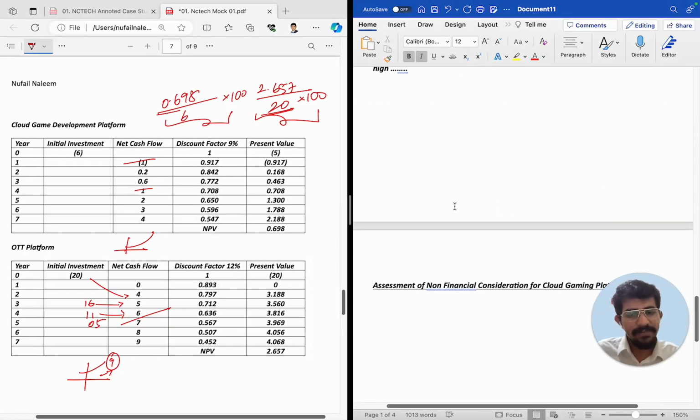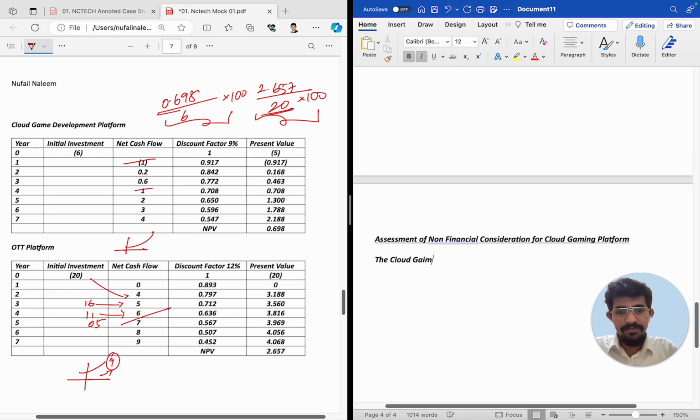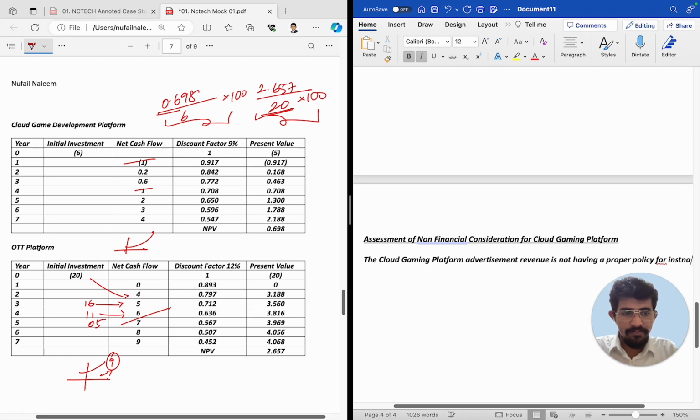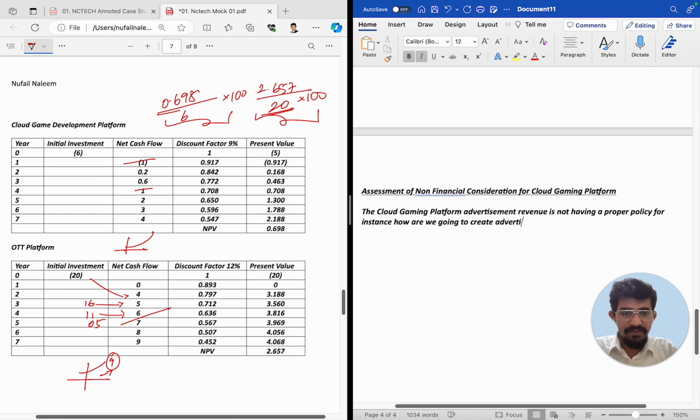So I'll write down here practically. The cloud gaming platform advertisement revenue is not having a proper policy. For instance, how are we going to create advertisement revenue? So that is one factor now, students, if I'm not mistaken. Just keep that in mind. For instance, can there be any offensive advertisements? So that is one factor in that case.